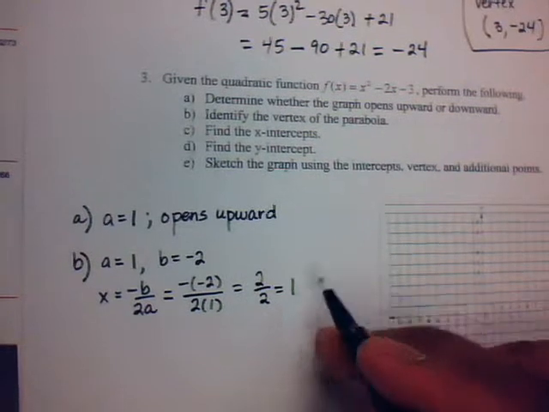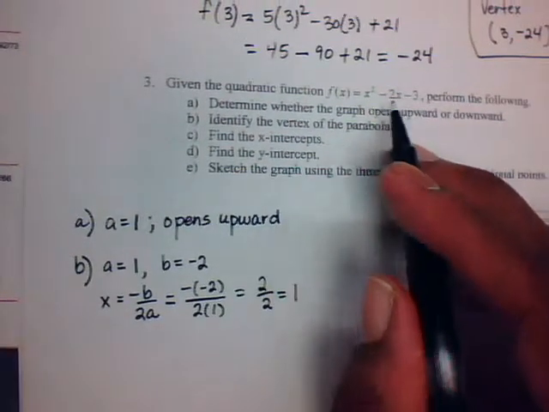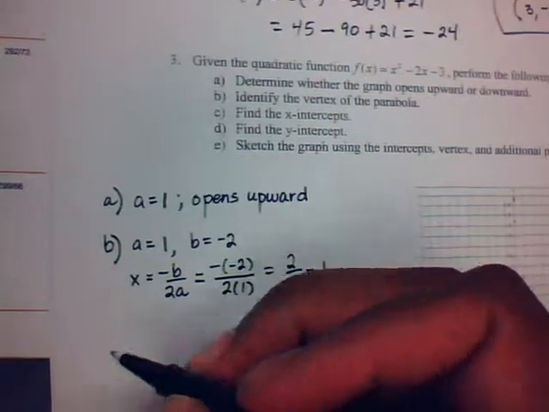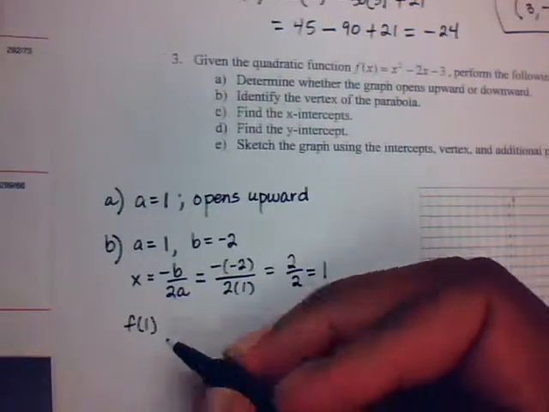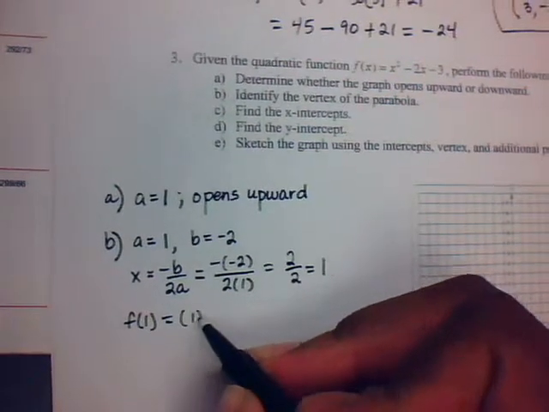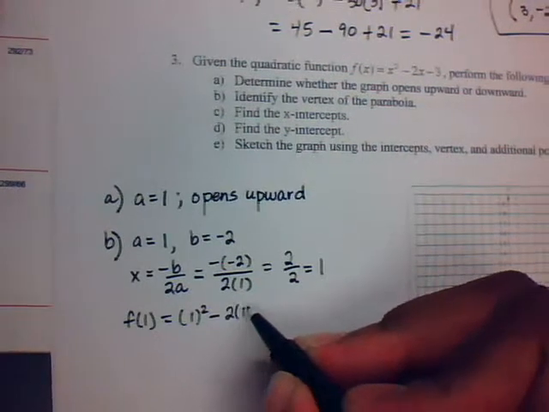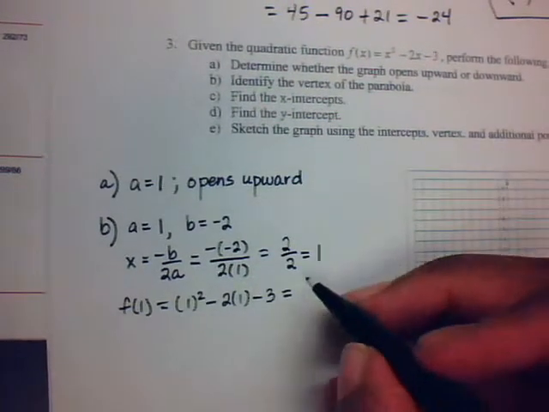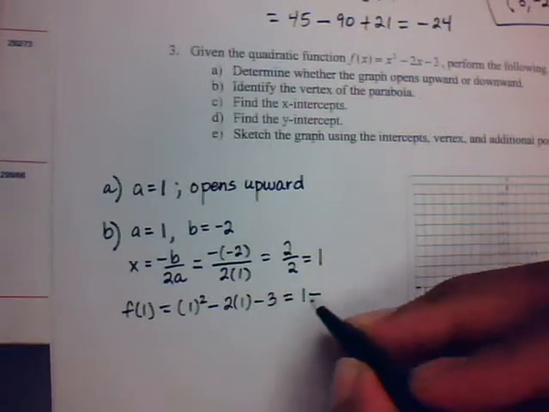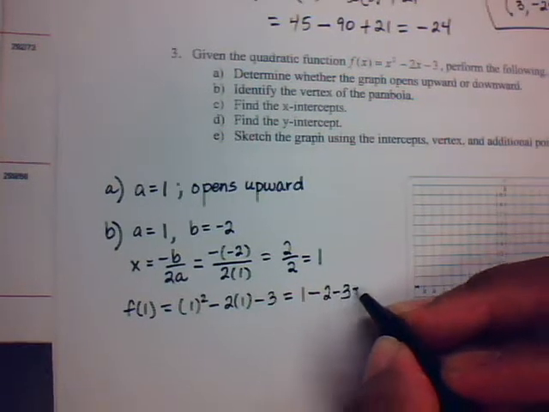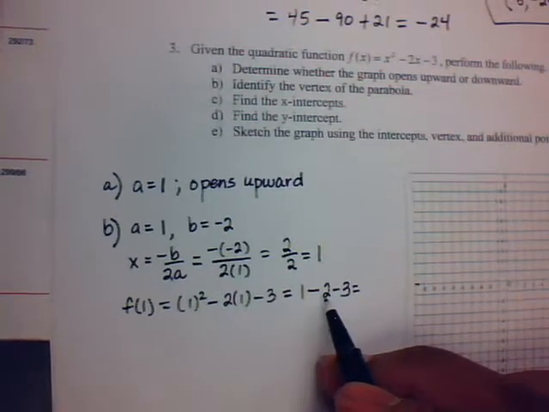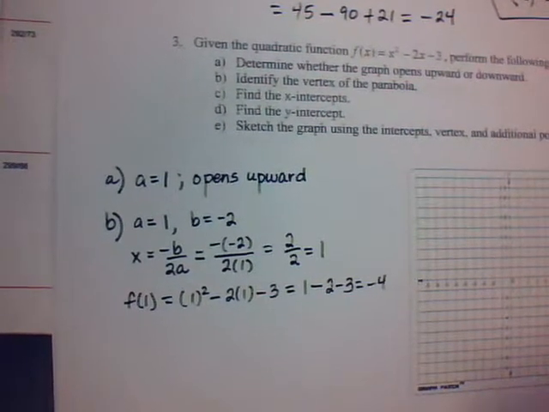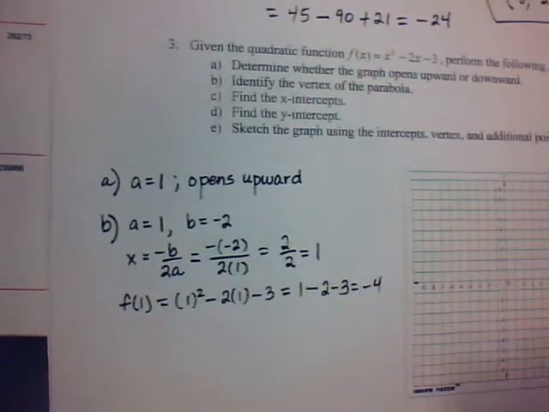Now to find the y-coordinate of the vertex, we replace each x in this f of x equation with 1. So in this case, f of 1 would be 1 squared minus 2 times 1 minus 3. 1 squared is going to be 1 minus 2 times 1, which is 2, minus 3. So we got 1 minus 2, that's -1. -1 minus 3 is -4. So the y-coordinate of that vertex is -4.